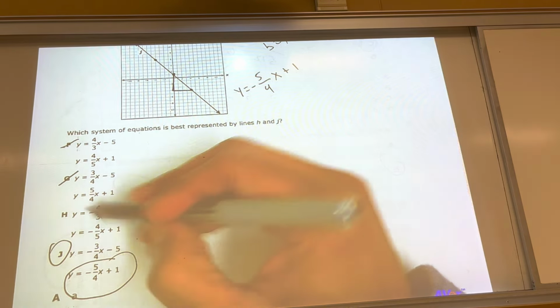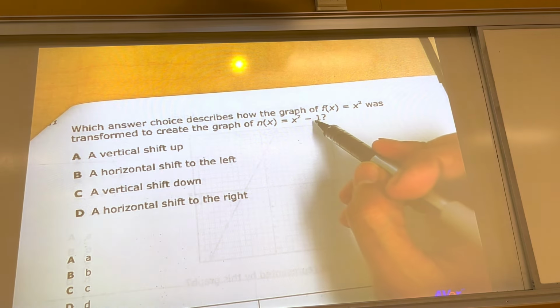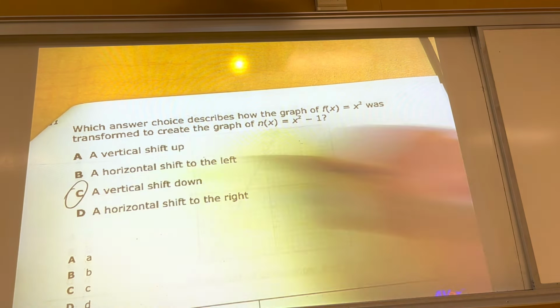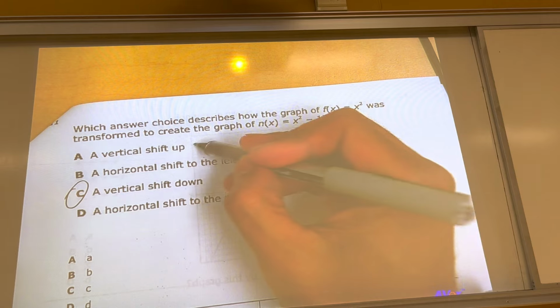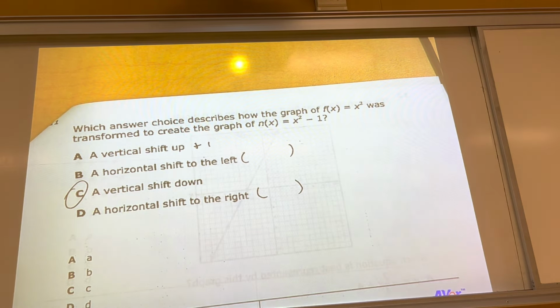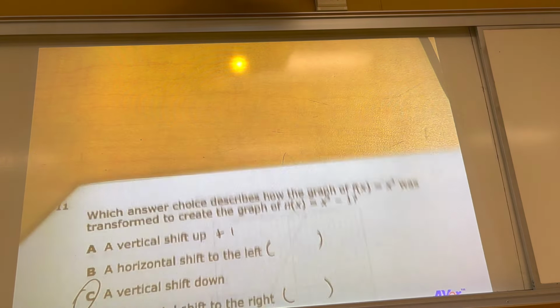Okay, there's no parentheses. Since there's no parentheses, this is just a vertical shift down. This is C, a vertical shift down. There should be parentheses here for the horizontal shifts. If this was a plus 1, then it would go up. Okay? So, down. Pretty easy question.